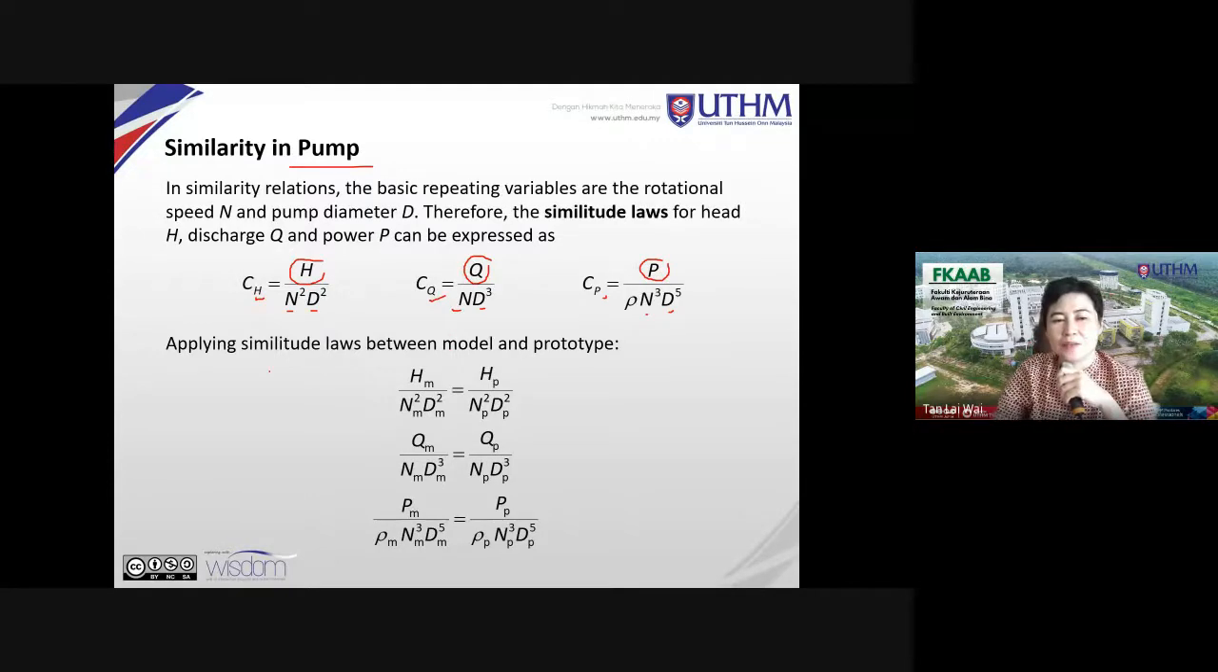So this is how you are going to apply this law between model and prototype. Subscript M stands for model. Subscript P stands for prototype. Well, this is just a notation. If you are comparing between two, that means model A and model B, maybe, or prototype A and B, you could use subscript A and B. It doesn't matter. This is just an example where I'm comparing between model and prototype.